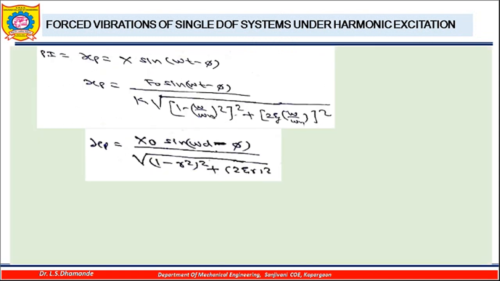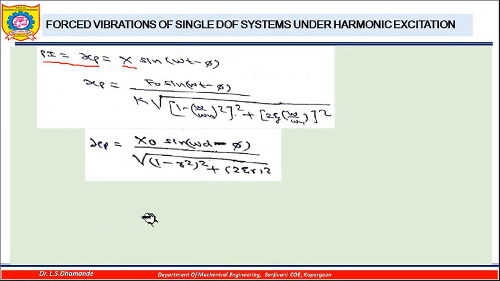Now my steady state displacement xp will be capital X sin of (omega t minus phi). So xp will be equal to F0 by k. I have already obtained the value of X, so I am putting the value of X here, multiplied by sin of (omega t minus phi), and definitely the value of phi I have already obtained in the previous slide. So in short, xp will be equal to x0 into sin of (omega t minus phi) upon under root (1 minus r square) bracket square plus (2 zeta r) bracket square.